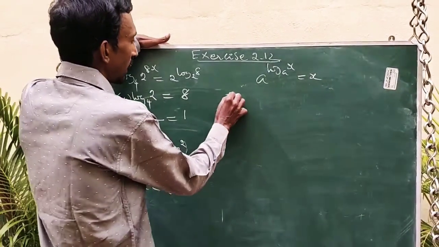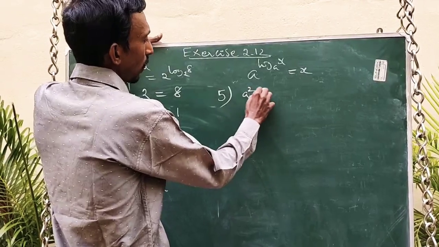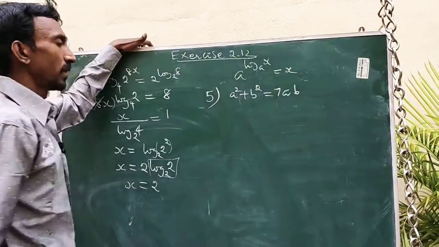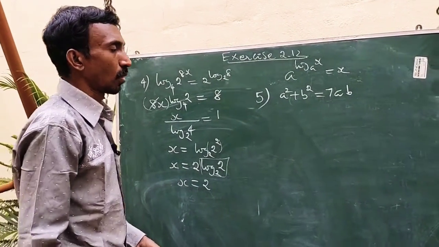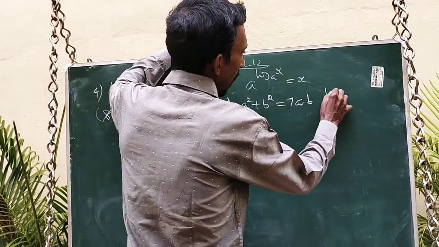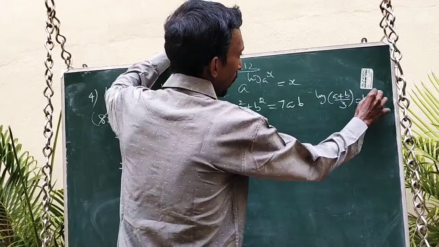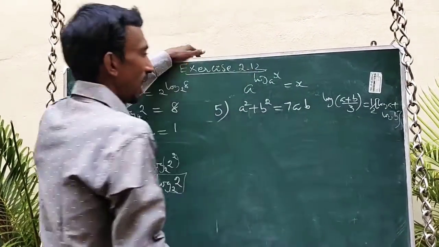Question number 5 in the exercise 2.12. The question is, if a square plus b square equal to 7ab, then prove that log of (a plus b) by 3 equal to 1 by 2 into (log a plus log b). Our aim is to prove log of (a plus b) by 3 is equal to 1 by 2 into (log a plus log b). So that is our aim.